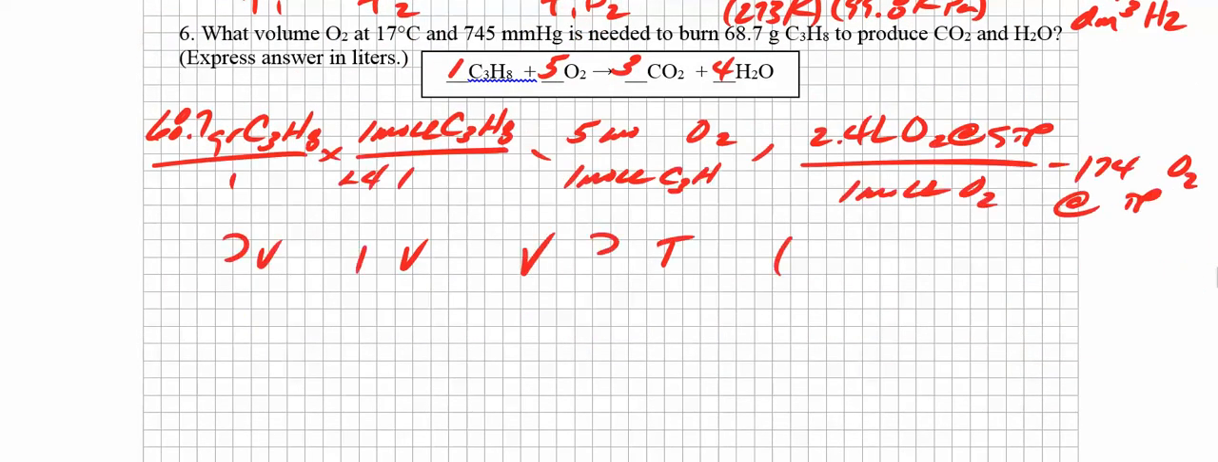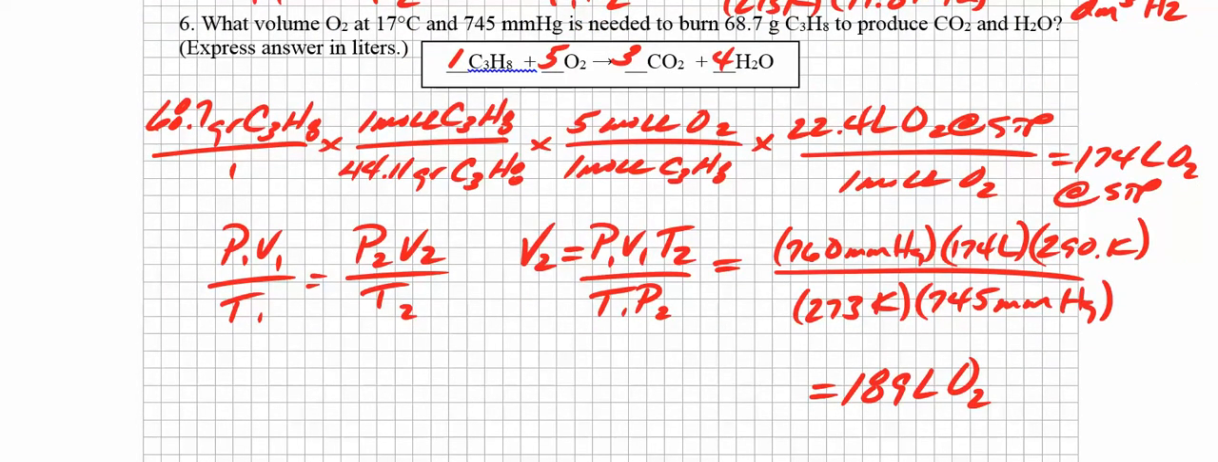Let's take a look at number 6. What volume of O2 at 17 degrees Celsius and 745 millimeters of mercury is needed to burn 68.7 grams of C3H8 to produce CO2 and H2O? This is a combustion reaction. So first we'll balance. It's a 1 to 5 to 3 to 4 mole-to-mole relationship. I'm going to start with what I know, 68.7 grams of C3H8. Then I'm going to convert that to moles. 44.11 is the molar mass. It's a 5 to 1 mole-to-mole ratio, and I'm going to figure out what the volume is at STP.